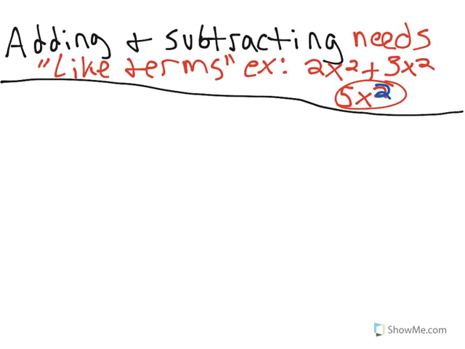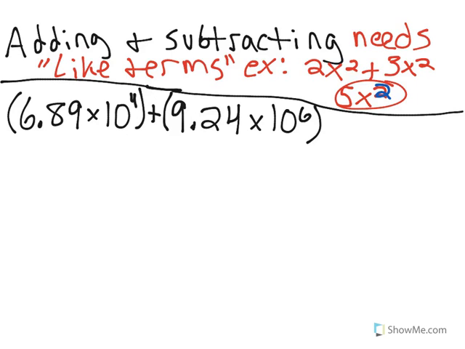So I'm going to show you how, even if the question doesn't have it already, we can force it and make it work. Okay, so I may only do an example of adding, because subtracting is kind of the same thing, just subtract instead of adding. Alright, so let's say we had 6.89 times 10 to the 4th power plus 9.24 times 10 to the 6th power. So what we're going to do is what we talked about before.